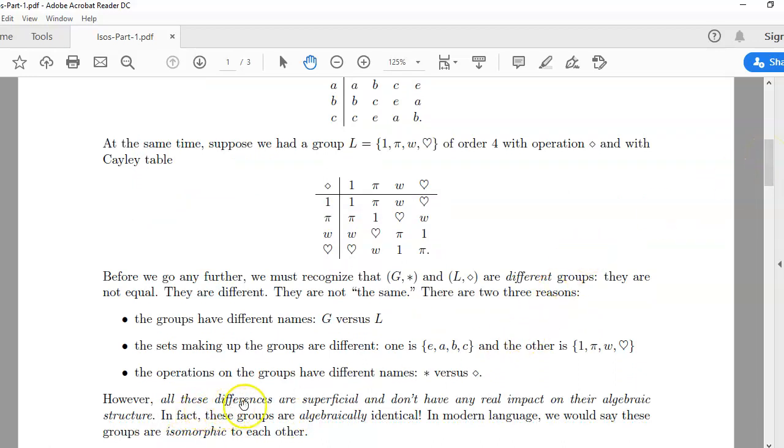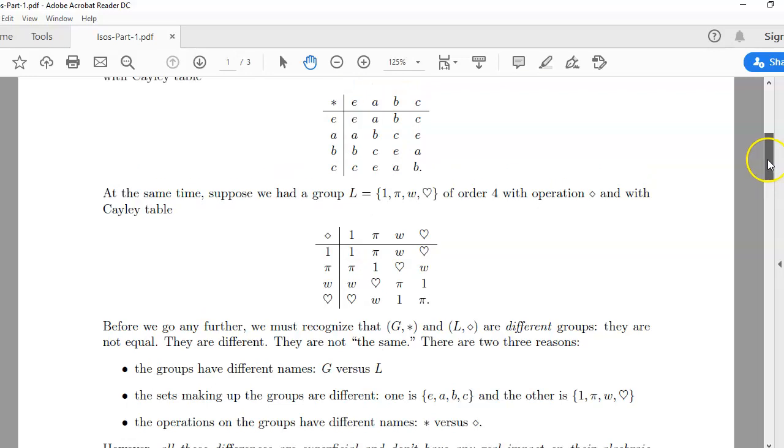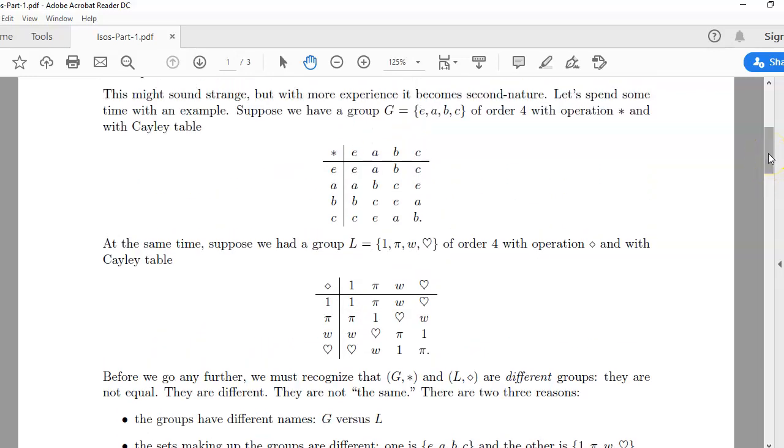However, I claim that all these differences are superficial and they don't have any real impact on their algebraic structure. In fact, this might not be obvious yet, these groups actually are algebraically the same. In modern language, we would say these groups are isomorphic to each other. These groups are algebraically the same, and we want to spend some time understanding that, even though they're different. They might not look algebraically the same. There's some things that do look sort of the same. They are made up of 4 things each. Well, that's something.